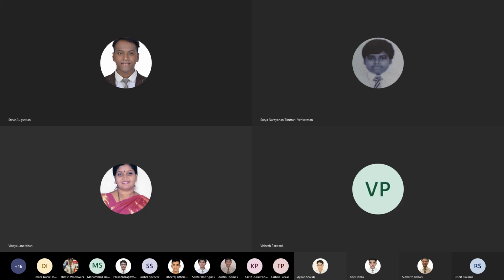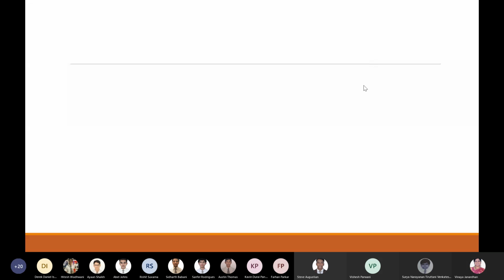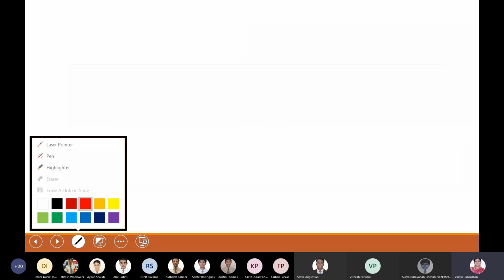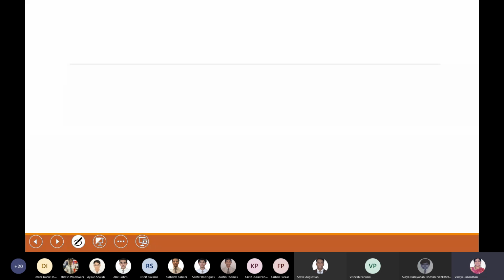I'll take a screenshot, but the problem is we don't initialize with theta naught. That's the only thing we need to. Otherwise, you'll get things confused, because I'm just writing the equations of motion for linear motion, where your acceleration is constant, uniform acceleration.